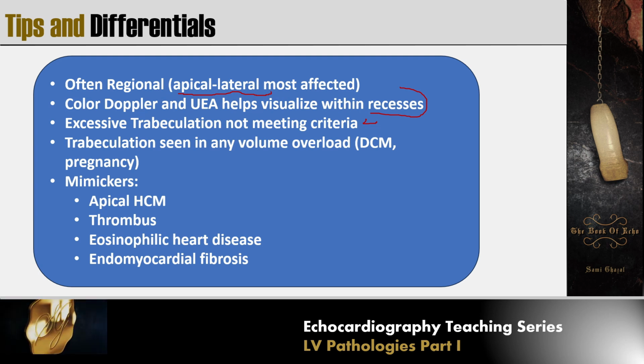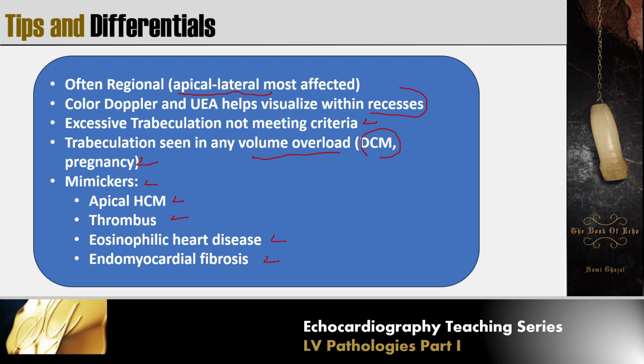Now, trabeculation also can be seen in dilated cardiomyopathy, in anything with volume overload. Sometimes in pregnancy, we can see some excessive trabeculation. Now, mimickers, for example, apical HOCM can mimic, thrombus can mimic, particularly if it is an old resolving thrombus, eosinophilic heart disease, and endomyocardial fibrosis are all mimickers of non-compaction cardiomyopathy.